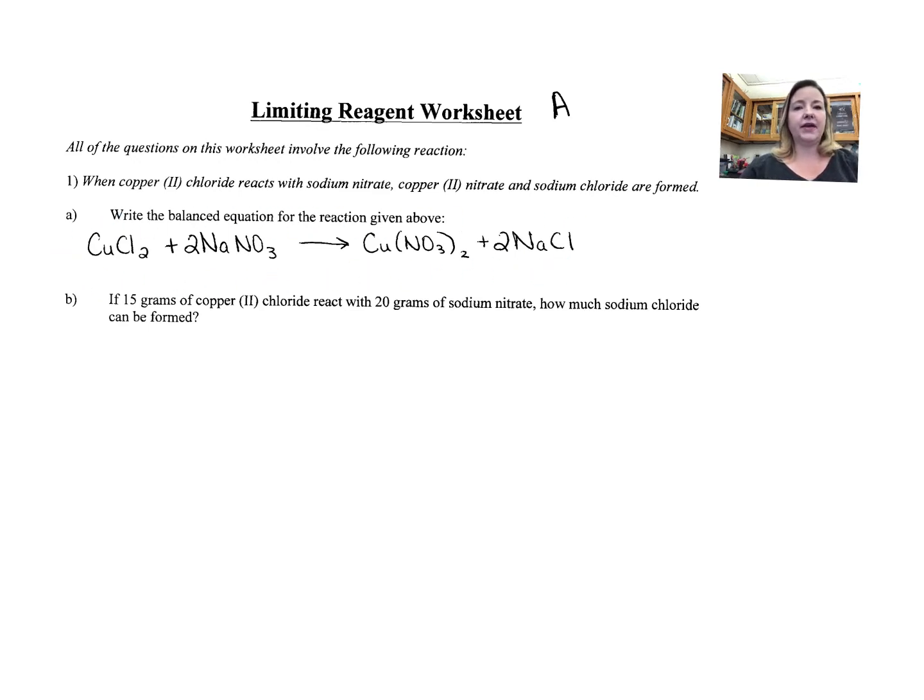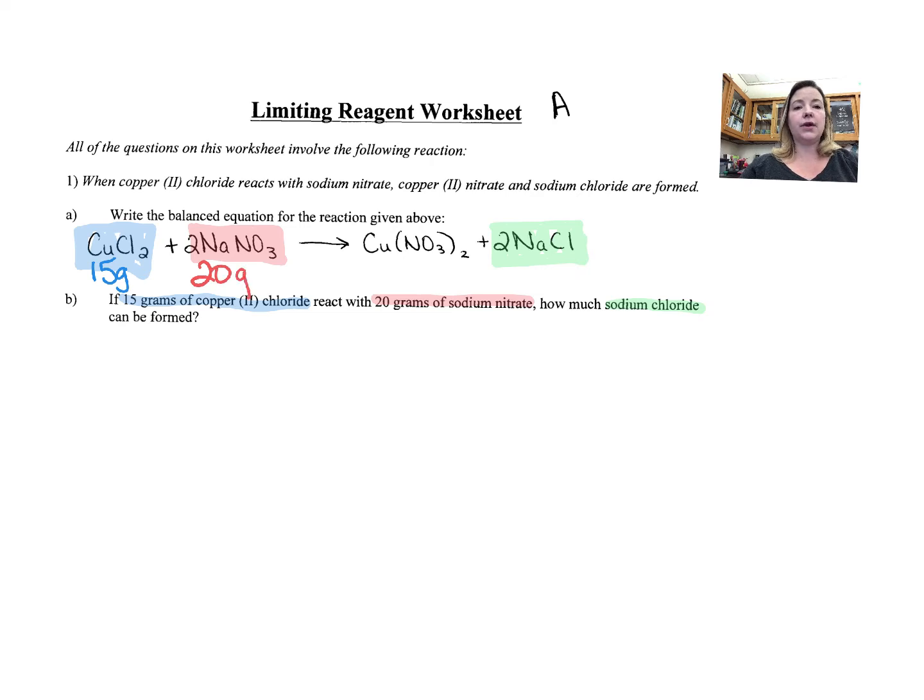Problem B says that if we have 15 grams of copper(II) chloride, so that's going to be this material called CuCl2, and that is going to react with 20 grams of sodium nitrate, whose formula is NaNO3, the question wants to know how much sodium chloride can be formed. Well, we've got two different amounts of each of our reactants. And we are actually going to need to figure out how much sodium chloride, which is NaCl, is going to be formed.